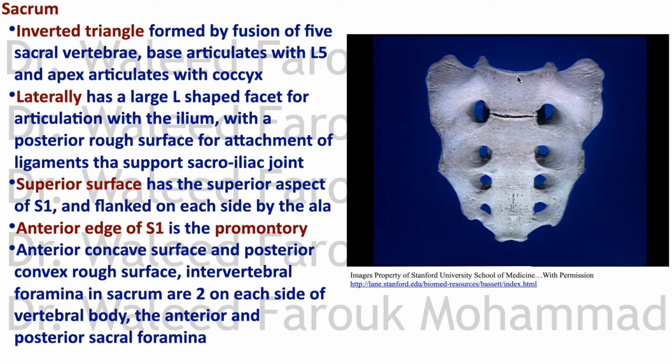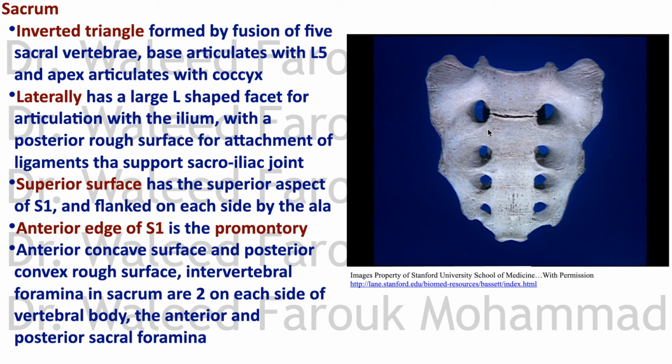The superior surface of S1, the anterior border of S1, anterior edge, is the promontory, not the lower border of L5, and this is an MCQ question. The upper border of S1 is part of the promontory, and the 2 bony masses at the sides here are the ala of the sacrum. Ala of the sacrum to articulate with its corresponding area on the ilium, okay, to form the sacroiliac joint.